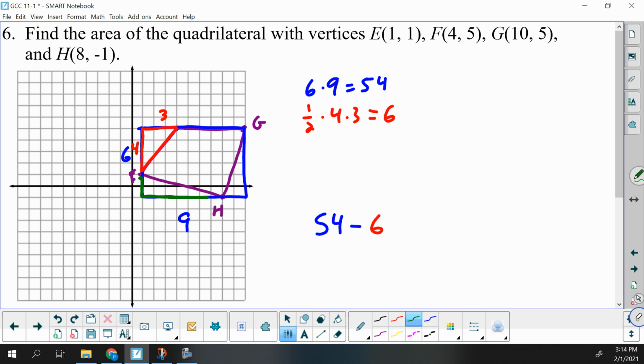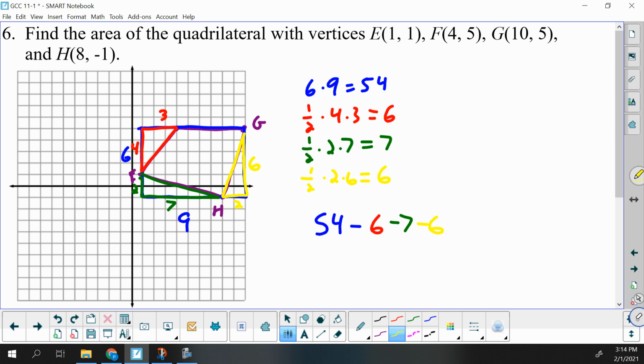If we do this triangle, that is 2 by 7. So we'll do 1/2 times 2 times 7. 1/2 times 2 is 1. 1 times 7 is 7. So we're going to subtract 7 off. And then the last one we'll do is this triangle here. It's got a base of 2 and a height of 6. So we're going to do 1/2 times 2 times 6, which will give us 6. So we're going to subtract 6 off.